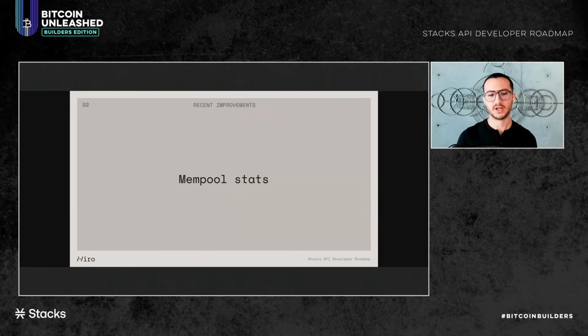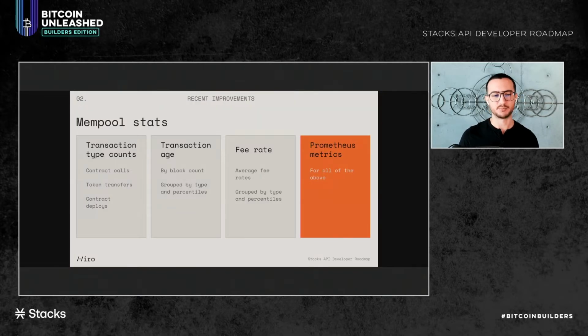For mempool, we've added a statistics endpoint that gives you the current traffic in the chain, basically. So we can group this traffic by transaction types, contract calls, transfers, etc. We can group them also by transaction age, depending on block count. And we also give you percentile so that you can do some statistics analysis, and also by fee rate. And we provide all of these statistics through the Prometheus endpoints that we currently have.